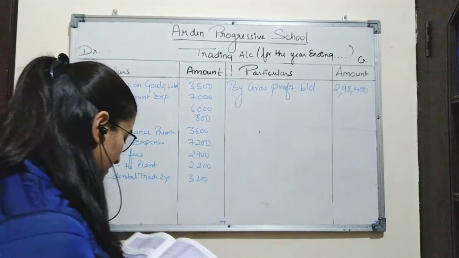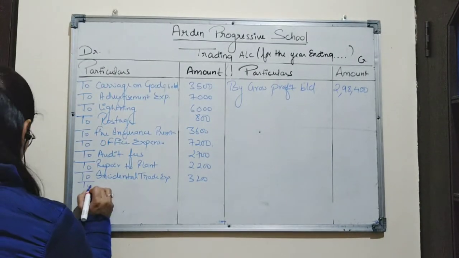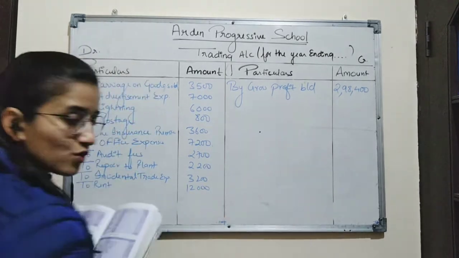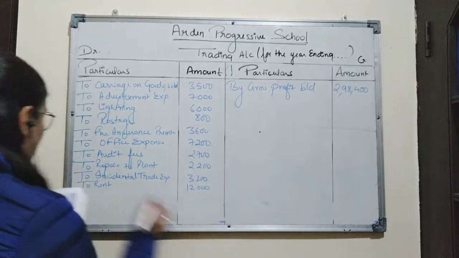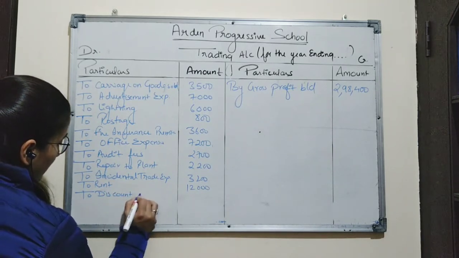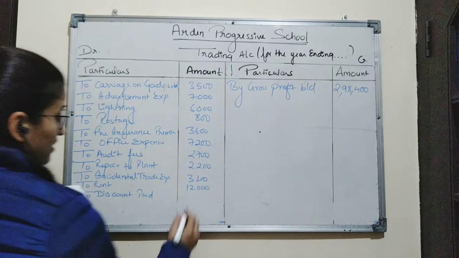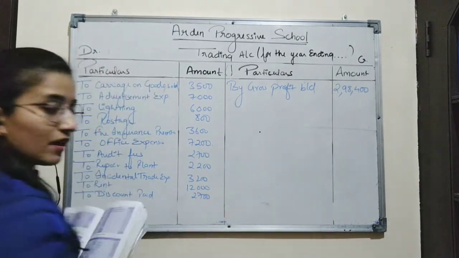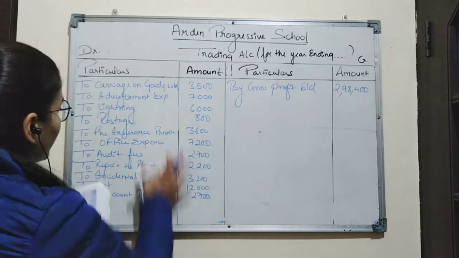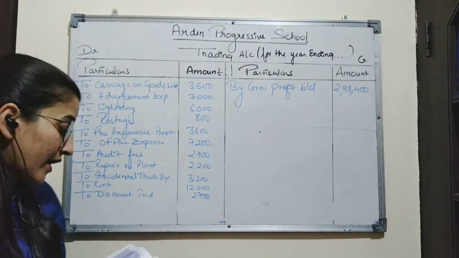3200. Next item is rent. To rent, amount is 12,000. After that, discount paid. Discount paid is also an indirect expense amounting to rupees 2700. So these were some indirect expenses which are recorded on debit side of P&L account.